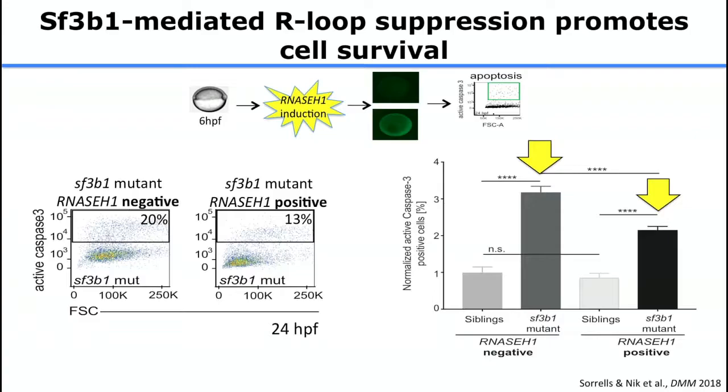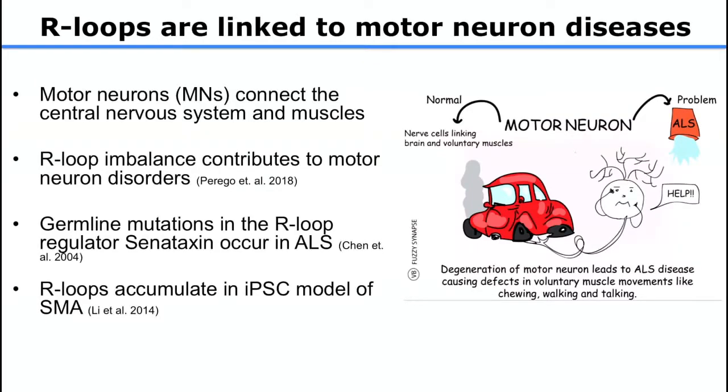So this was great. This told us that R-loops were doing something during early development, and that was mediating a DNA damage response. But I mentioned earlier that R-loops have been implicated in ALS. So we wanted to look at a more specific neuronal population that was more disease relevant. And so we decided to look in motor neurons, which are defective in diseases like ALS.